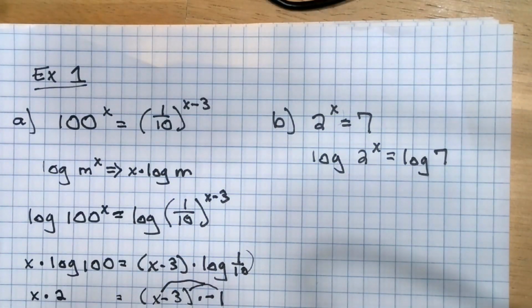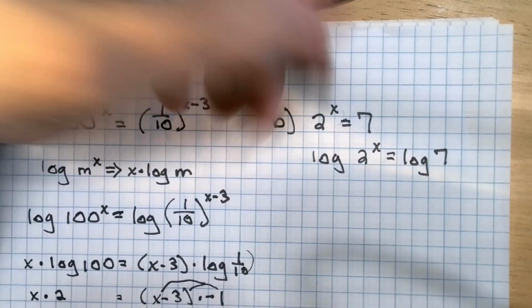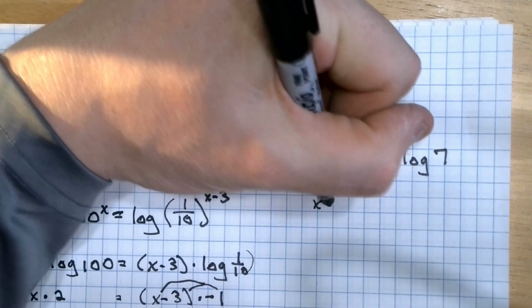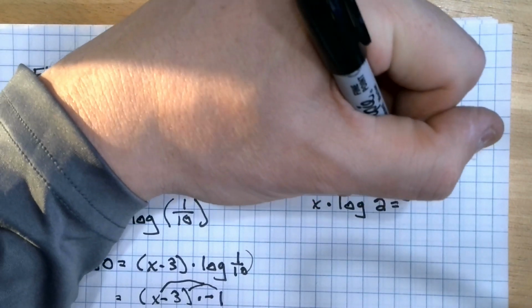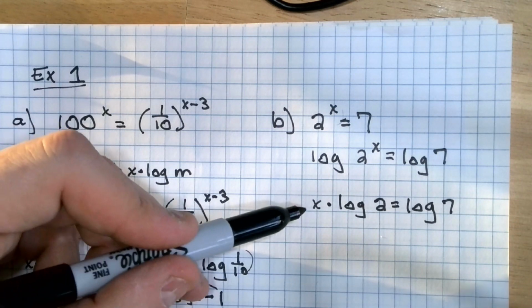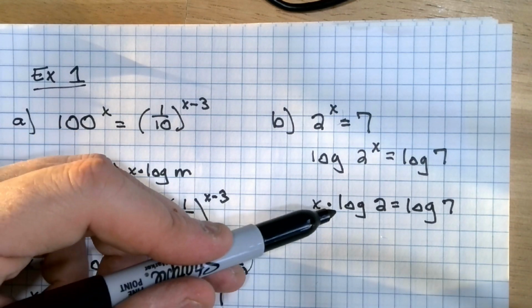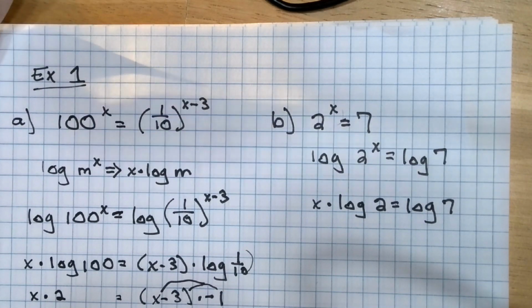And so I do that, and I get log of 2 raised to the x equals the log of 7. Now once again, I want to apply this rule right here. And so that tells me to bring the x out front. So I get x times the logarithm of 2 equals the logarithm of 7. And so you can see what I have right here is x times the logarithm of 2. Well, the logarithm of 2, if you do that out in your calculator, is just going to be a number.